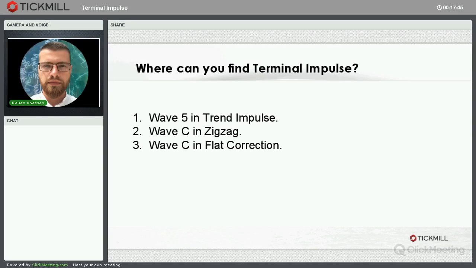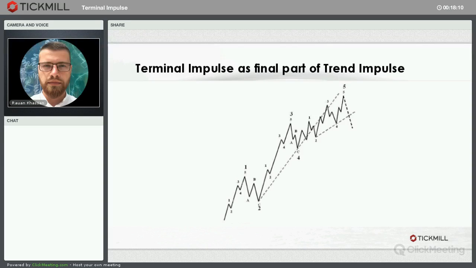Now let's go through examples of terminal impulse positioned in different wave structures, and let's see what are specific features for each of them. We are going to start with the trend impulse, which is being completed by terminal impulse.